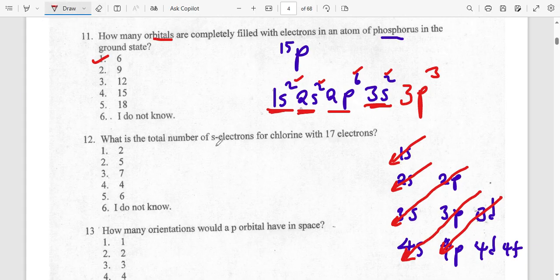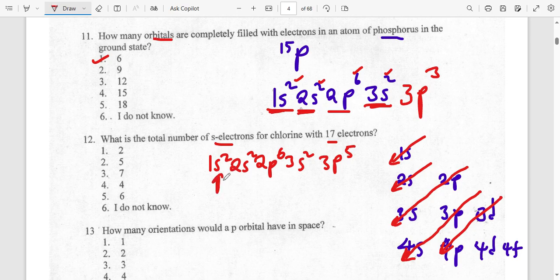What is the total number of s electrons for chlorine with 17 electrons? Let's write the configuration. It's going to be 1s2, 2s2, 2p6, 3s2, and then 3p what? So we have used up 12 from the 17. We are remaining with 5. So 5 we'll put here. So what is the total number of s electrons? We have got 2 here, 2 here, 2 here. That makes 6 s electrons. So that's the answer there.